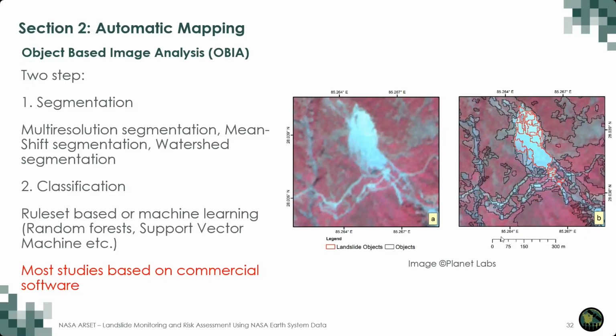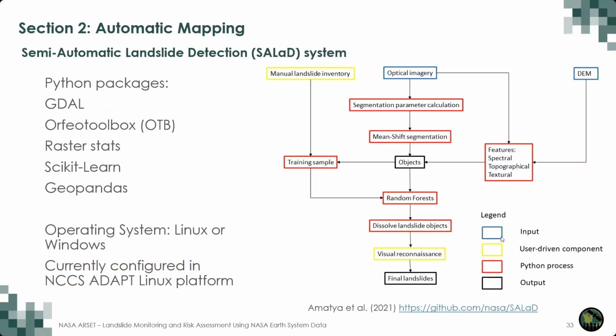Although OBIA has been used to map landslides all around the world, the accessibility of the algorithms is an issue because most of the studies have relied on commercial software. We at NASA developed a Python-based open source semi-automatic landslide detection system called SALAD, which is easily deployable in both Linux and Windows operating systems. SALAD combines various Python packages to create a system capable of mapping landslides using OBIA and machine learning.